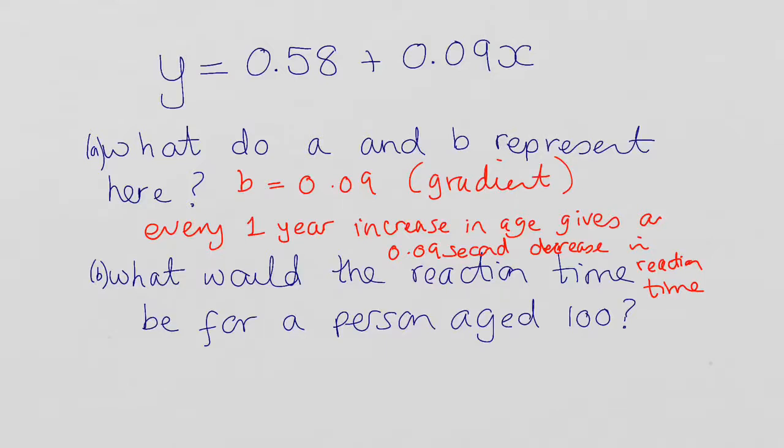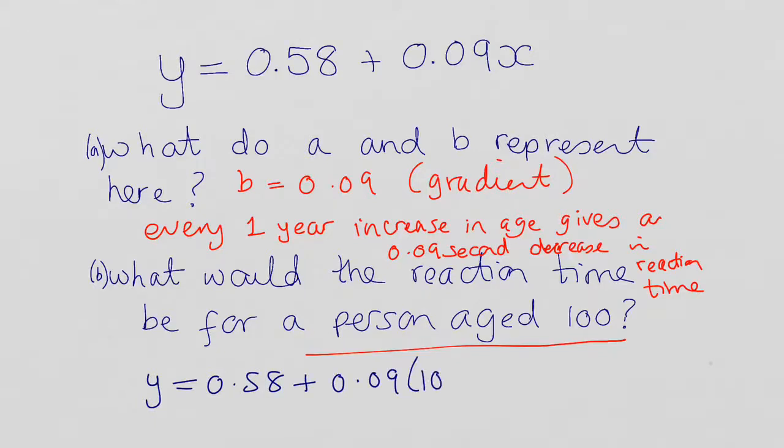Okay, what would the reaction time be for a person aged 100? Okay, so I've got this really accurate regression line now. So I'm going to put in 100 into my regression line. And that will give me 9.58. So I'm expecting a person aged 100 to have a reaction time of 9.58.